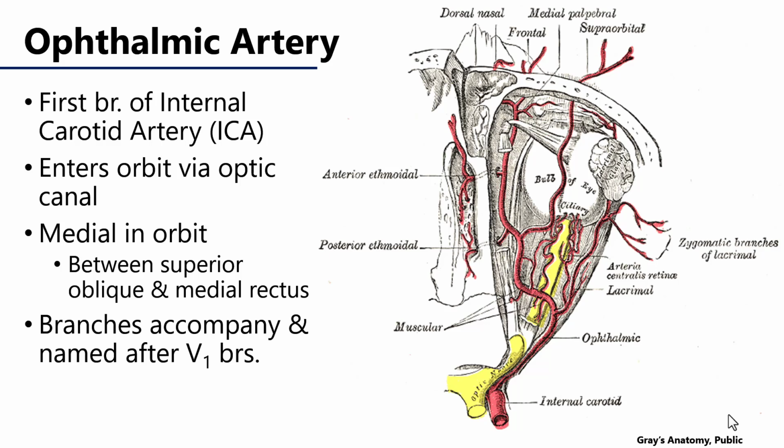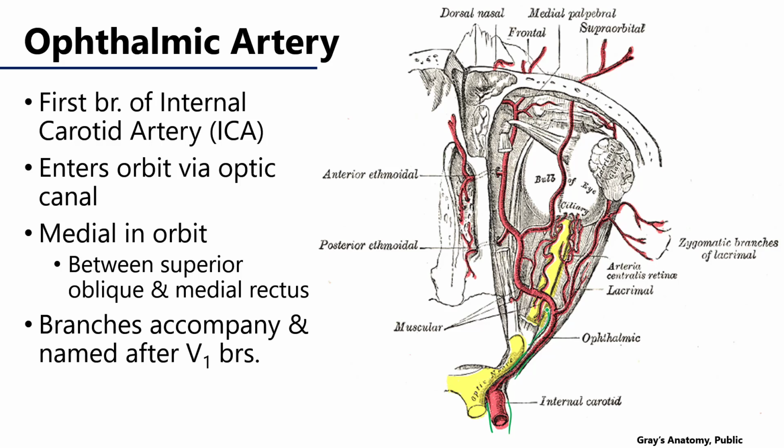The ophthalmic artery is the very first branch off of the internal carotid artery. The internal carotid artery comes through the carotid canal and then gives off the ophthalmic artery. The ophthalmic artery then enters the orbit through the optic canal with the optic nerve.